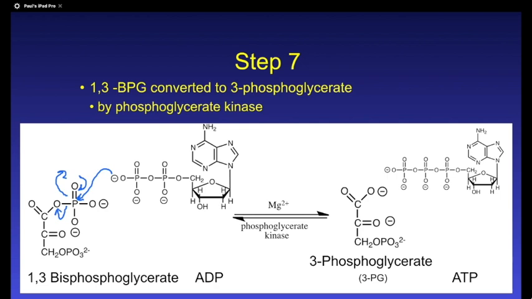So it is a kinase. It transfers the phosphate, but it did it in a backwards mechanism than what we would expect. But you can see where it starts and where it ends, and you can see why it transfers that way. We have just created energy. And again, because this is done twice, we create 2 ATPs at this moment in time.